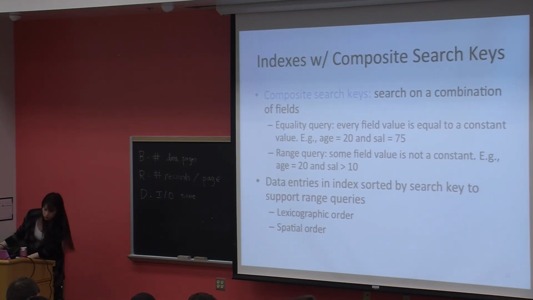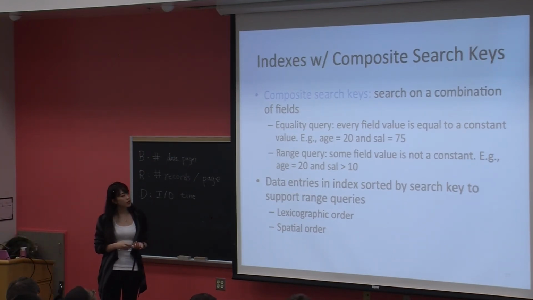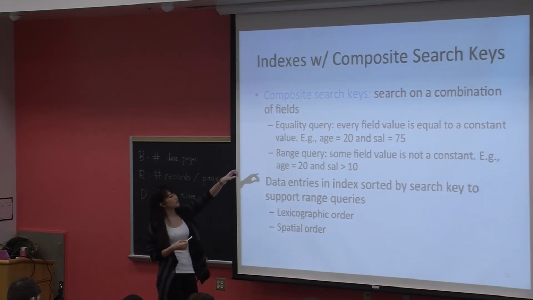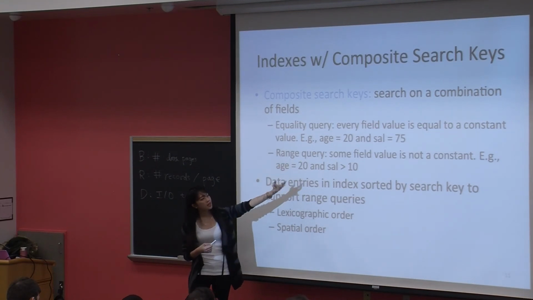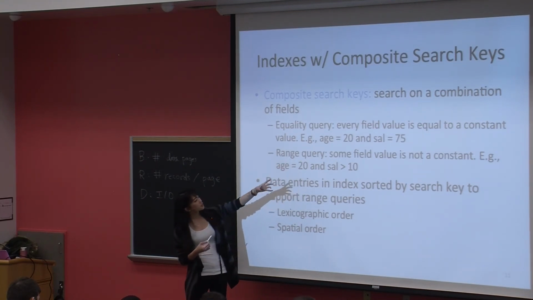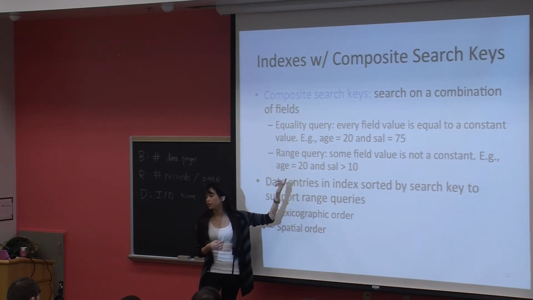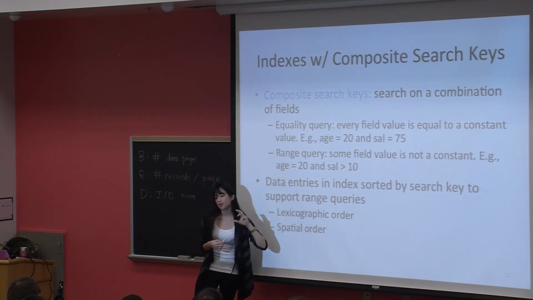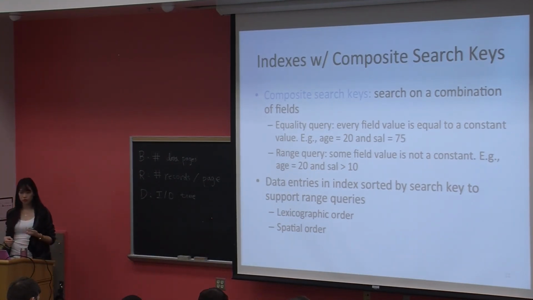All right, I just want to talk about one last thing. Other than only comparing one attribute, a lot of times we also care about more than just one attribute. So we say these are composite search keys. Right here you can see maybe we have a query where we want to find age equals 20 and salary is 75. Or you have a range query, but it also involves more than just one attribute. So this means for the indexing itself, you will want to take more than one attribute for indexing.